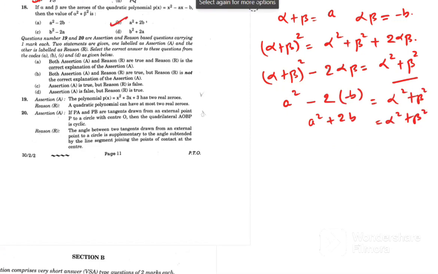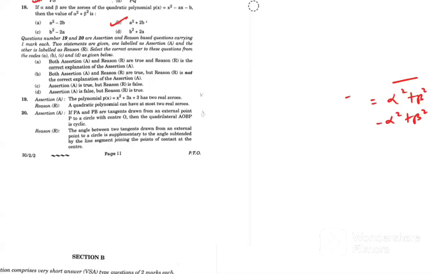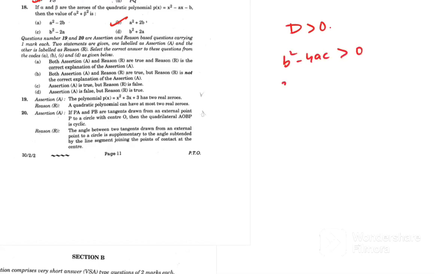Moving on to the next question, which is question 19 and 20, based on reasoning, assertion and reason. Okay, so let's see that as well. As you can see here, the question says, the polynomial x square plus 3x plus 3 has two real zeros. Right? So let's quickly check. For real zeros, discriminant should be greater than 0. Now here, discriminant is b square minus 4ac, should be greater than 0. Here b is 3. So we have 3 square minus 4 into a is 1 and c is 3, greater than 0. So 3 square is 9 minus 12, which is not greater than 0. Therefore, statement 1, assertion A, is false, right?